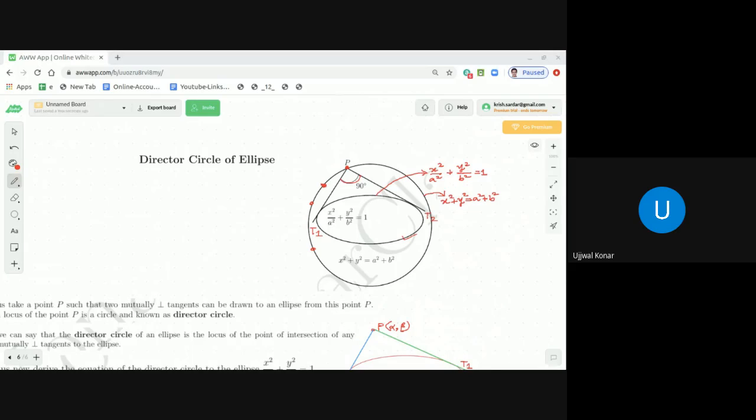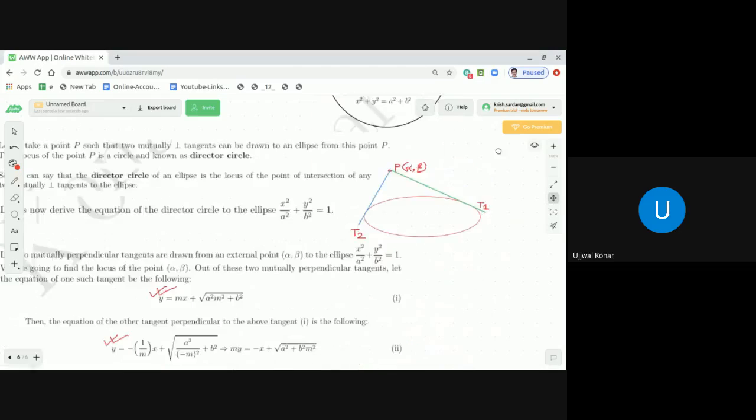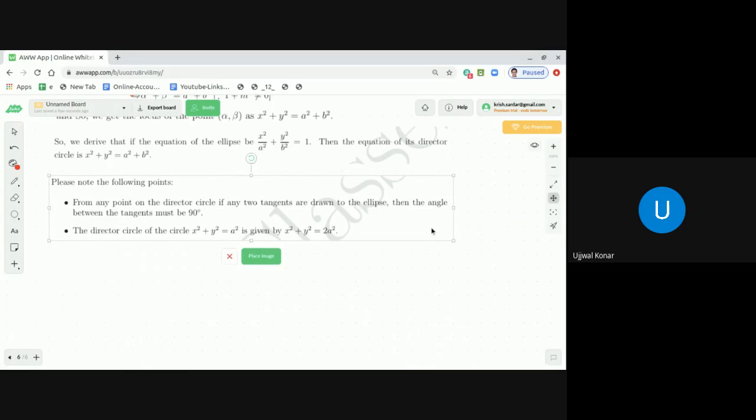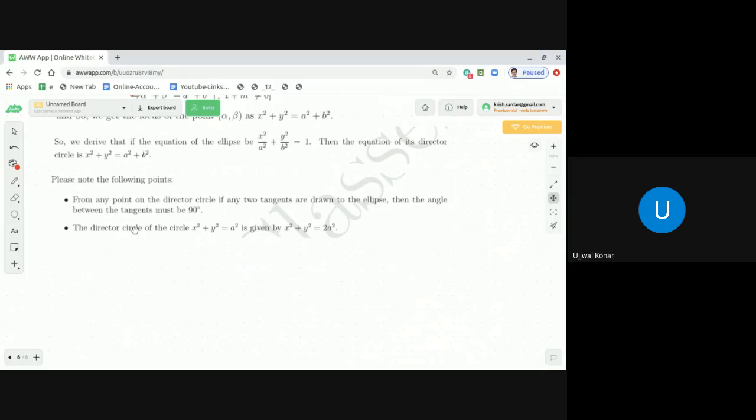Now with respect to this, I'm going to tell you two important points, and with this we'll be concluding the discussion on director circle. And what are the two important points? I am going to write them down here, followed by an explanation. Please note the following points. The first point is that from any point on the director circle, if any two tangents are drawn to the ellipse, then the angle between the tangents must be 90 degrees.